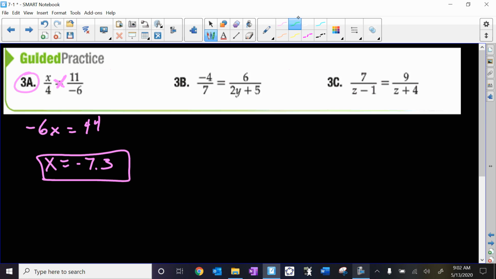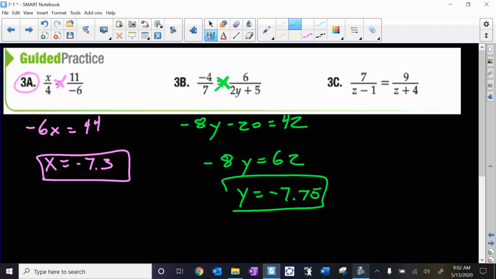The second one, you just need to be careful. You have some distributing going on here. So -4 times 2y plus 5 comes out to -8y minus 20. Notice how I took -4 times both parts. And then that should equal 6 times 7, which is 42. I'm going to add over 20. So -8y is now going to equal 62. Divide by -8. It's going to come out to -7.75.